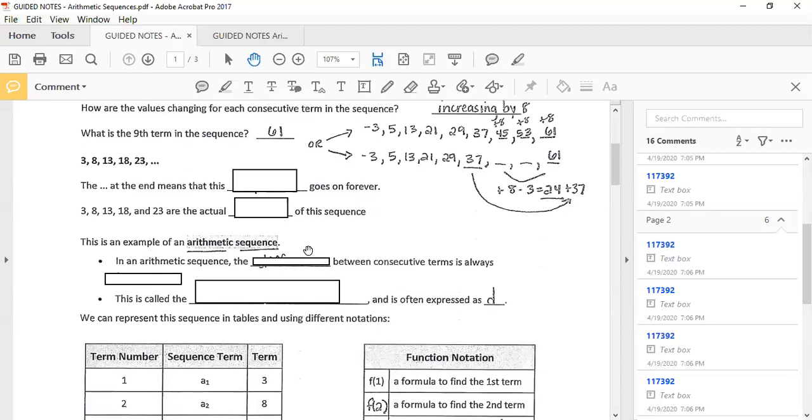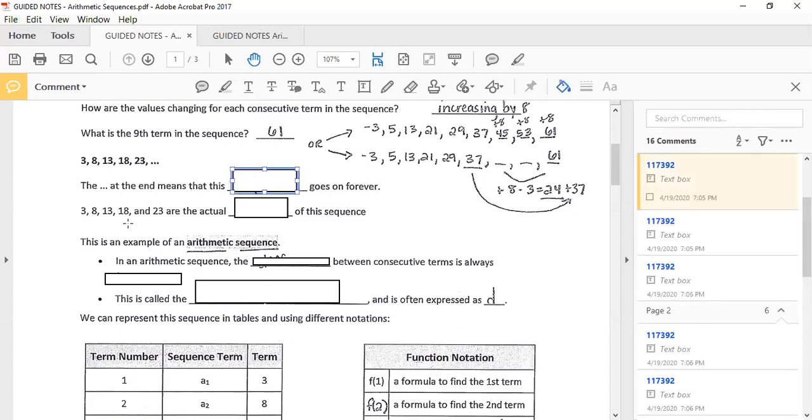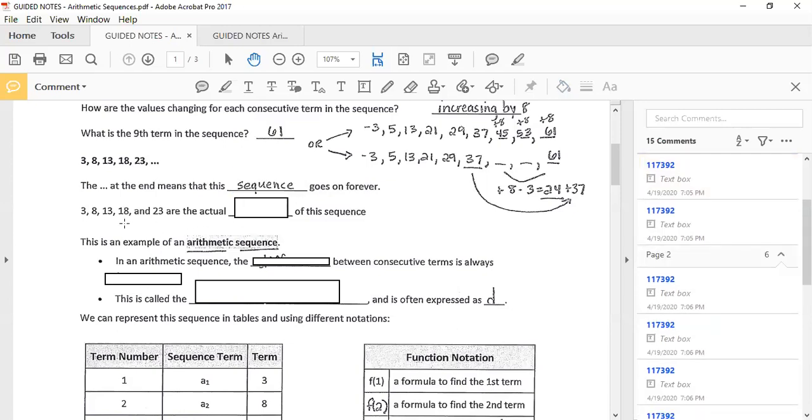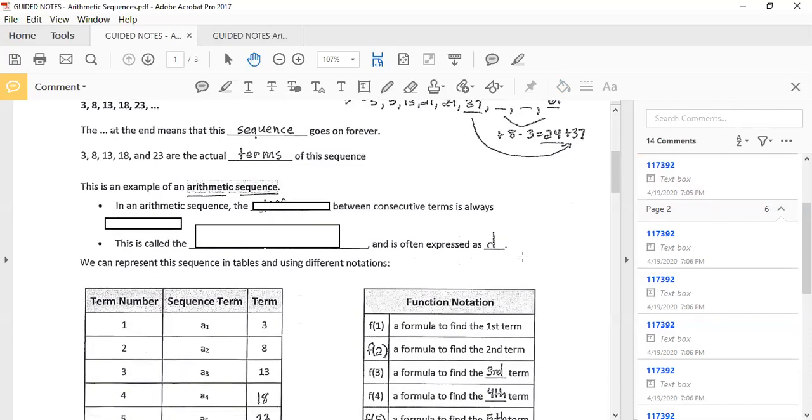All right, next one. If I'm looking at this sequence here, not a trick question. What does the ... mean at the end here? It means that this sequence will go on forever. That is correct. And the numbers are the actual terms in the sequence, okay?